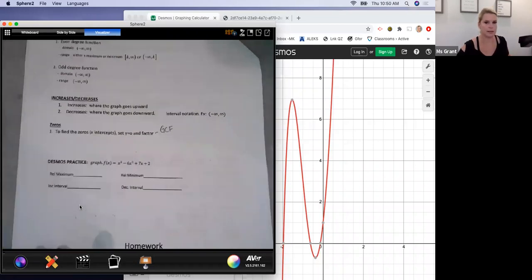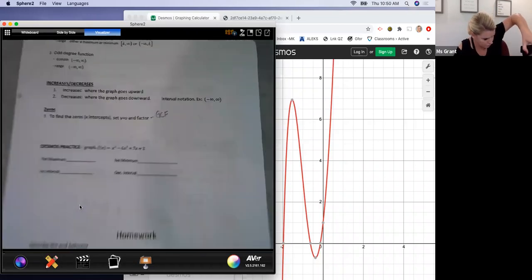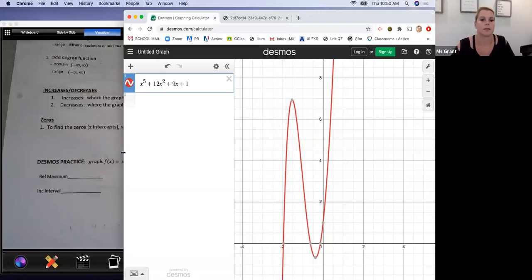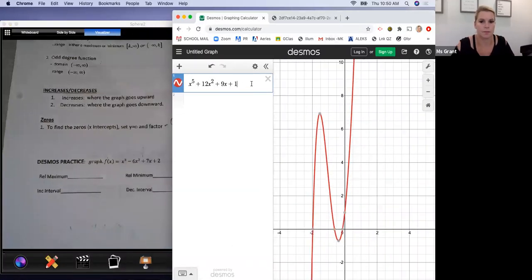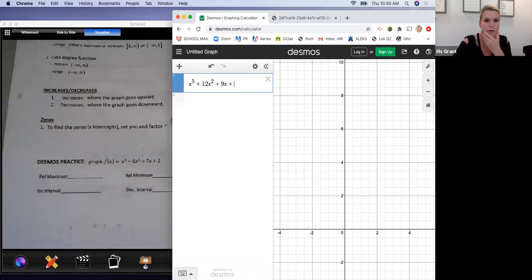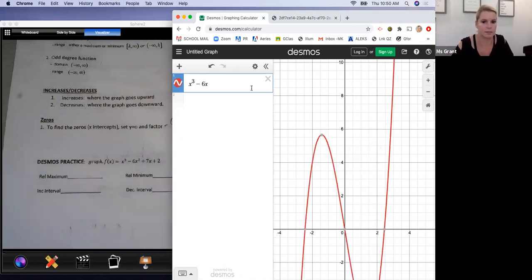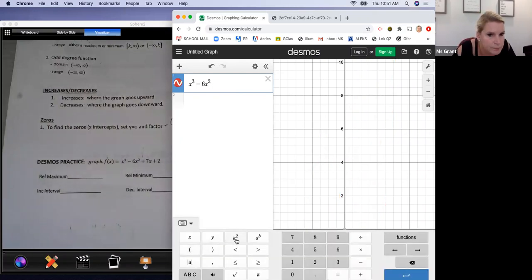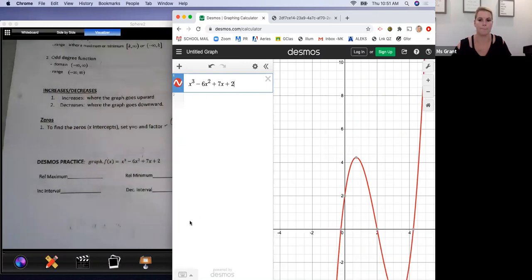So now we're going to do a Desmos practice. I'm going to graph this one, and we're going to talk about the maximum, the minimum, increasing and decreasing, because it's that important. All right, x to the third minus 6x squared plus 7x plus 2. Okay, here we go.